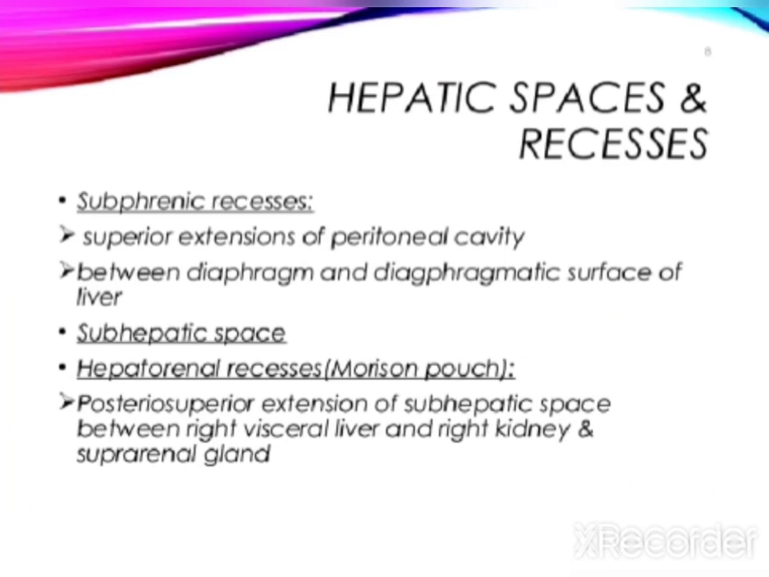Now hepatic spaces and recesses. So what are the hepatic spaces? Subphrenic recesses, like superior extensions of the peritoneal cavity between the diaphragm and the diaphragmatic surface of the liver. Subhepatic space, hepatorenal recess or the Morrison pouch. We have done the hepatorenal recess or Morrison pouch yesterday in the abdominal division. Then there is the posterior superior extension of the subhepatic space between the right visceral liver and the right kidney and suprarenal gland.